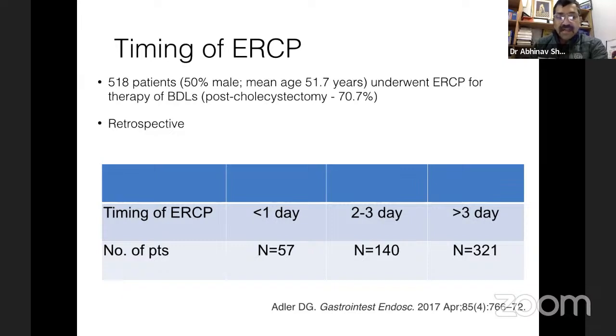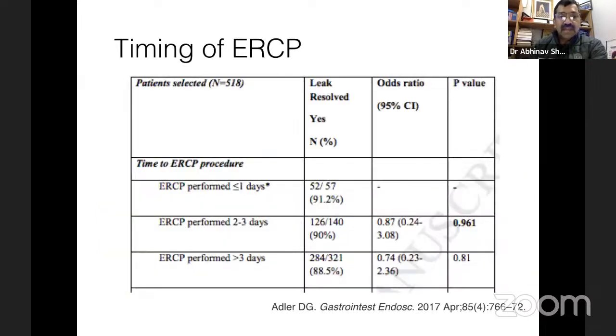They divided these patients according to the timing of ERCP: less than 1 day, 2 to 3 days, more than 3 days. And what they saw was there is hardly any difference with respect to outcome, that is resolution of leak. There was no statistically significant difference. So irrespective of timing, whether you do ERCP on day 1, or 2 to 3, or after 3 days, the result is the same. Most of the patients have resolution of leak.